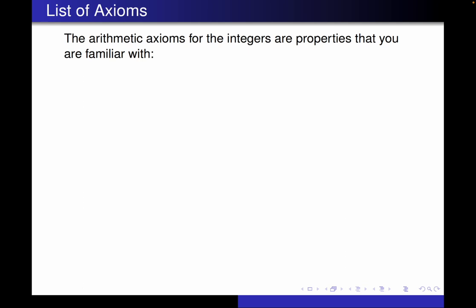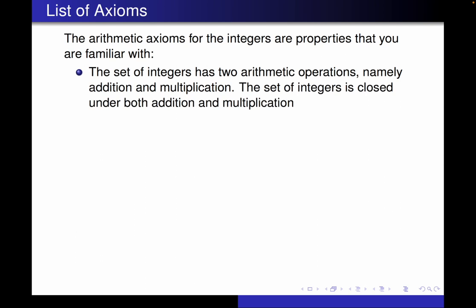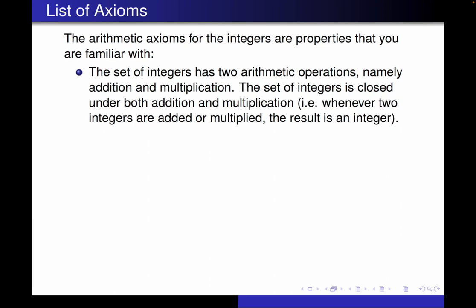All right, so for the arithmetic axioms, these are almost all, or probably actually completely all, going to be familiar to you. So first of all, the set of integers has two arithmetic operations, namely addition and multiplication. There are kind of two more, subtraction and division. Division has some closure issues, and subtraction we're going to deal with in a different way later. But the nice thing about addition and multiplication is that the integers are closed under both of those. So whenever we add or multiply two integers together, we get another integer.